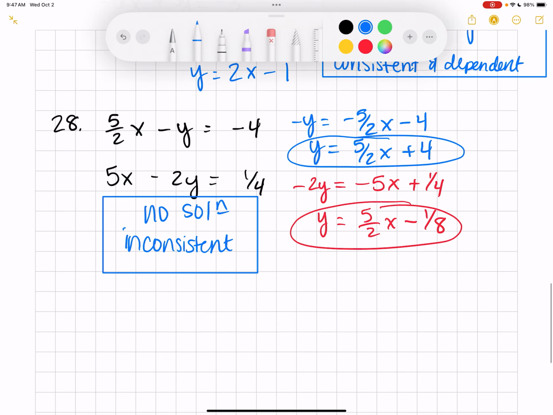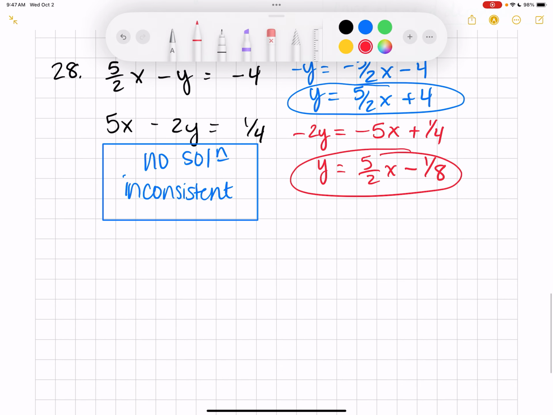So when you're graphing, if you know that it's no solution because they're parallel lines, or you know it's the same line, so there's infinitely many solutions, you don't have to graph the two lines. You only need to graph when it's not one of those options, so you need to be able to find the intersecting point.